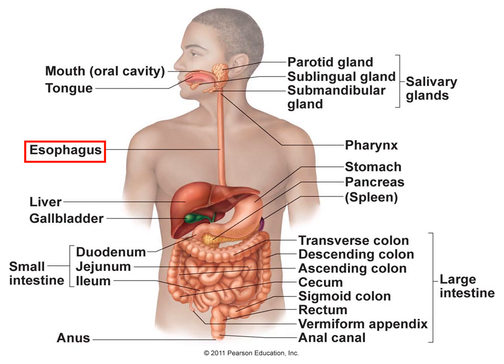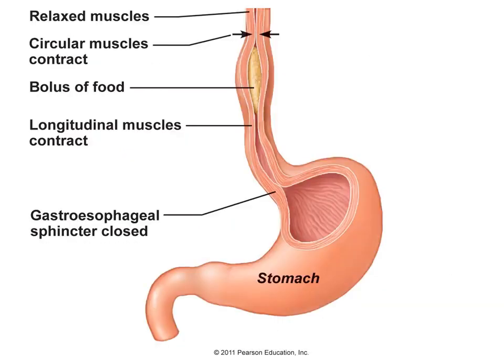So the esophagus is going to connect down to the stomach. How is the food going to move? This is where we have our peristalsis, or peristaltic motion. These smooth muscles are going to contract and relax in rhythm. And that is going to move. The bolus is the food that you swallow.